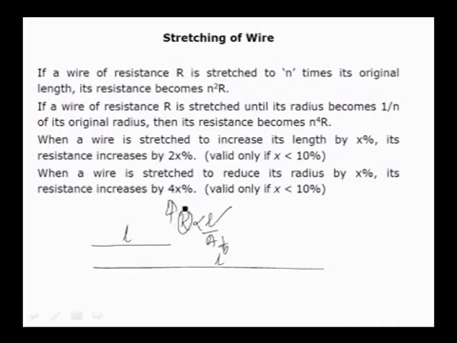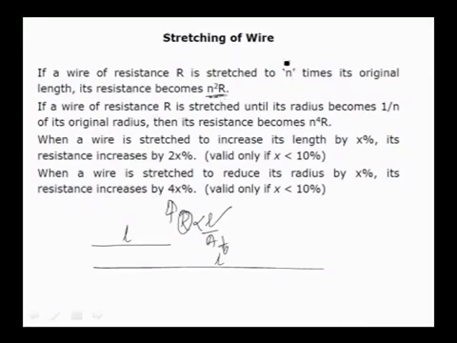So they are given in terms of number of times or in terms of percentage. Therefore, here I am going to cover 4 different methods of stretching. The first one: if the wire of resistance R is stretched to n times its original length, its resistance becomes n square R.